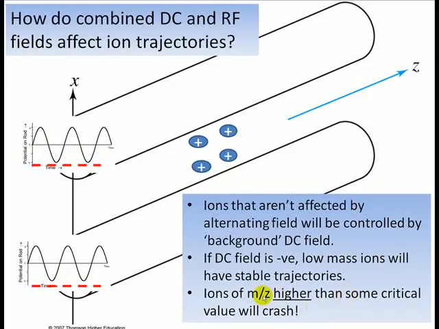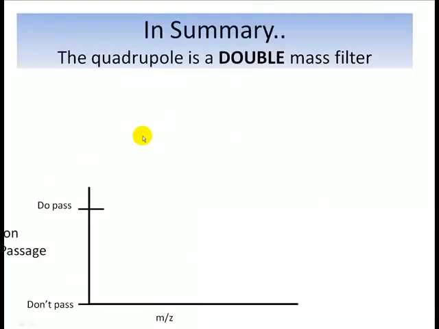And the critical value of mass-charge ratio that does make it through will depend upon variables like the frequency of oscillation, the amplitude of oscillation, the magnitude of the voltages, etc. To summarize, the quadrupole is actually a double mass filter. You've got these two pairs of rods, in orthogonal directions at 90 degrees to each other.